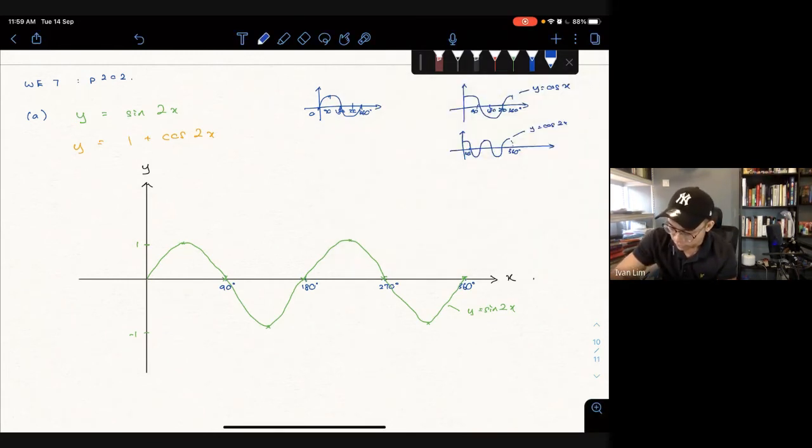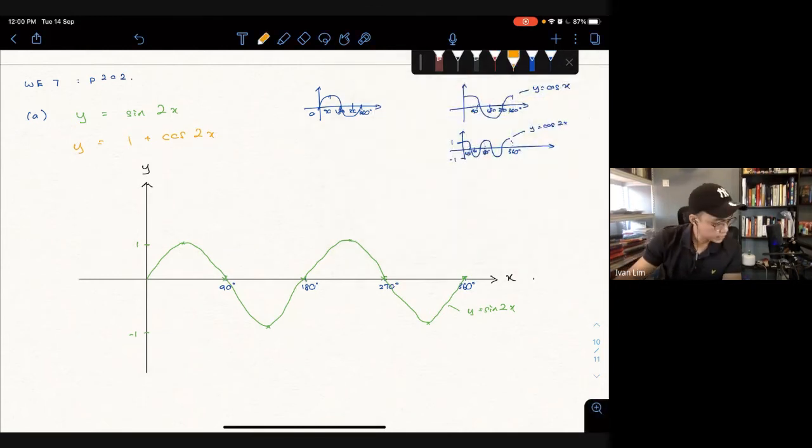So you see, the first time it intersects will be 45, then 90. Okay, very hard to see here. So yeah, practice doing it like this. Then y equals cos 2x plus 1 means my entire graph shifts up by 1. So my 1 will become 2, my 0 will become 1, and my negative 1 will become 0. That's the logic behind it.